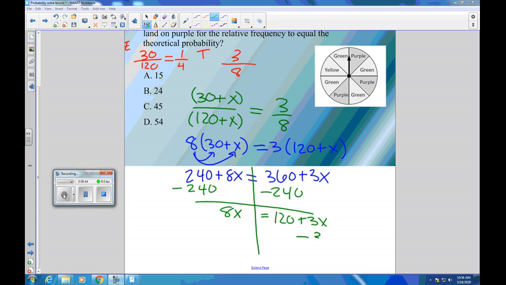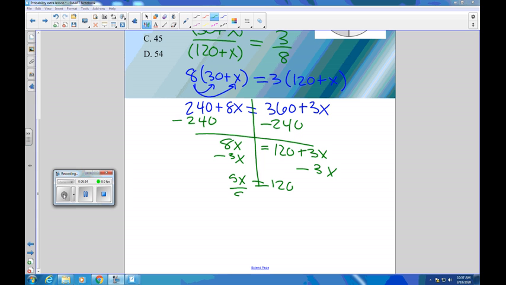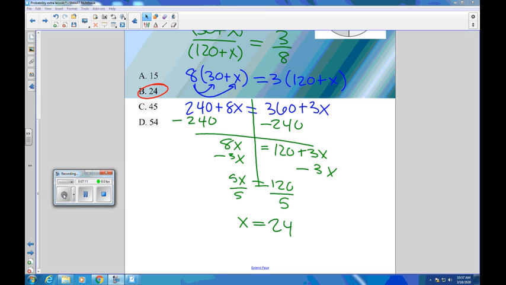Then I'm going to take away 3x from both sides. And I'm left with 5x equals 120. Now I'm going to divide both sides by 5. And I'm left with x equals 120 divided by 5, which is 24. So 24 spins. So I look at my answers, and my answer would be B, 24 more spins, all landing on purple to equal the theoretical probability of 3/8.